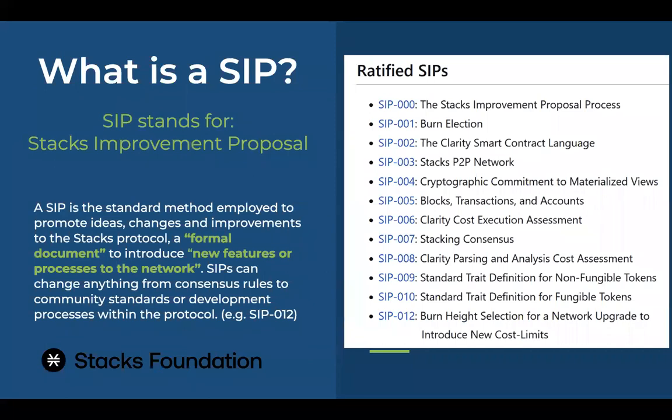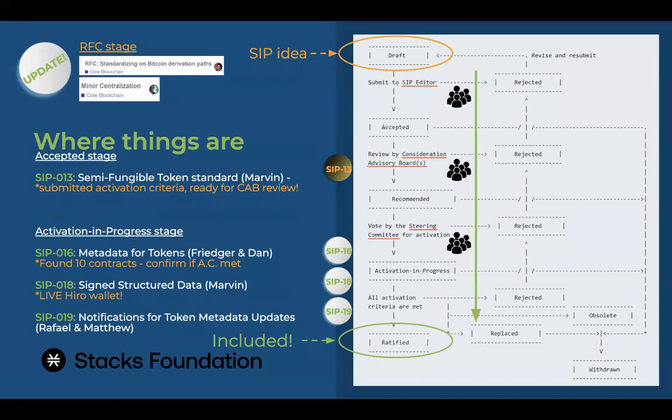I think I included this in last week's one, but I'll go very briefly. A SIP is a document that lays out the processes and all the standards to do with any particular topic, but it's all around improving Stacks, and they live on GitHub. They go from an idea through different stages of review, to getting included, ratified, and voted on, depending on the criteria of the particular SIP. Something like Stacks 2.1 will impact a lot of stakeholders, so it needs to be voted on.